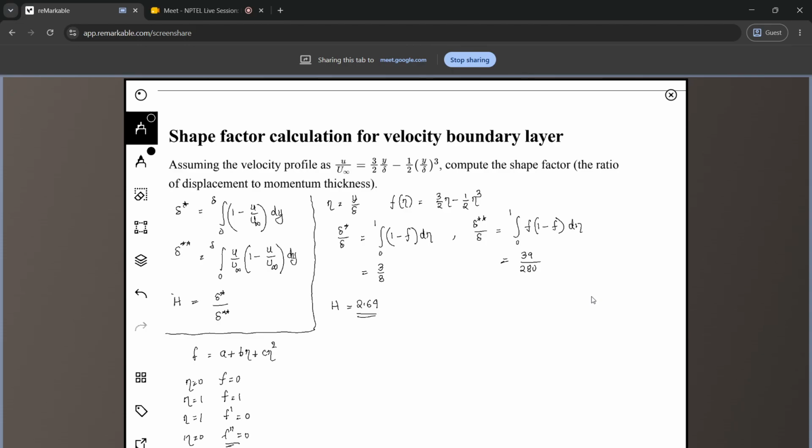The second condition is coming from the boundary layer equation, where we have the inertia terms u times del u del x plus v times del u del y equals nu times del square u del y square. So in this equation, at the wall, we have u and v to be 0.